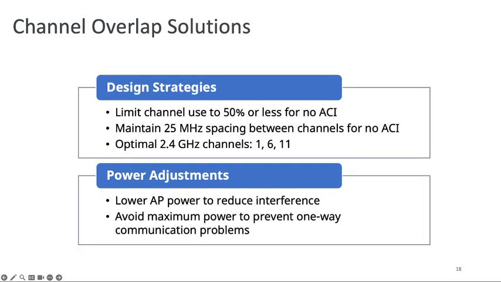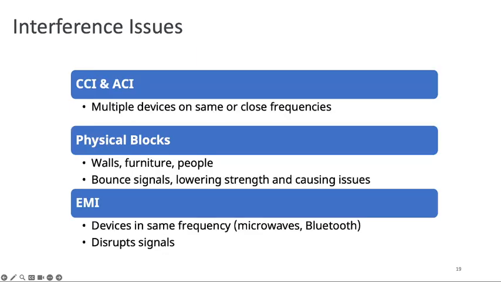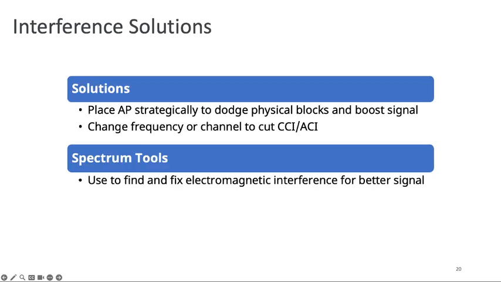Some of the interference issues that we might see, as we spoke about earlier on, are physical barriers and the degradation of the signals. So we want to make sure that we strategically place our APs across our spaces to reduce any form of interference. And spectrum analyzers might be useful to identify sources of electromagnetic interference within our network that might disrupt our signal.